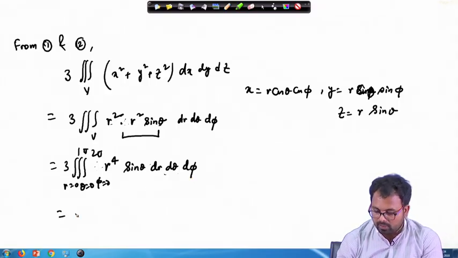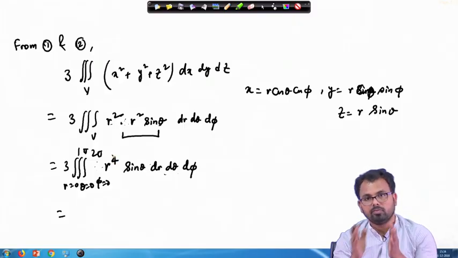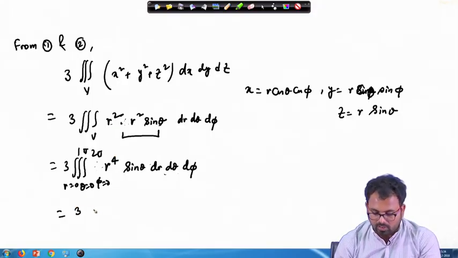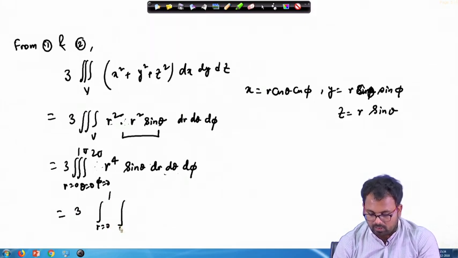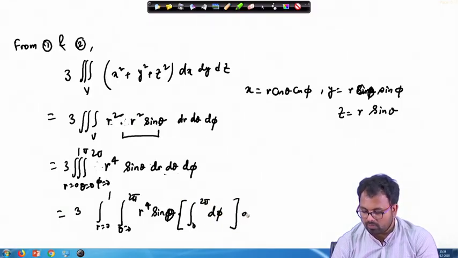So, we can integrate because they are not in a way involving theta and r together. So, we can integrate with respect to r for the integral with respect to r, and we can integrate for theta for the integral with respect to theta. So, that means this will reduce to integral r running from 0 to 1, integral theta running from 0 to pi, and integral phi from 0 to 2 pi. So, first we will integrate with respect to phi.